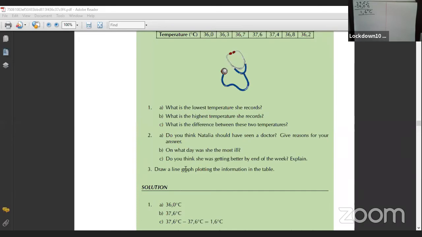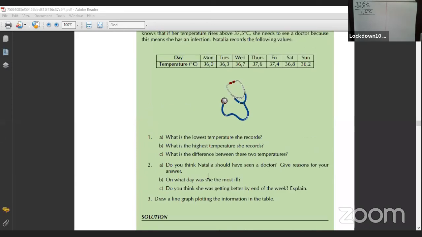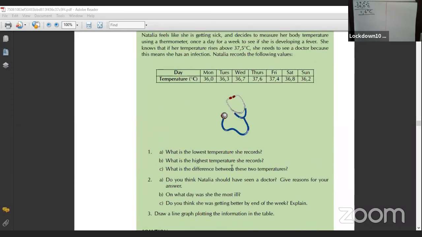Do you think she was getting better by the end of the week? Yes, I think so too, guys, because as you can see, from 37.6 to 37 here, at the end of the week, she was getting better because the temperature was falling.